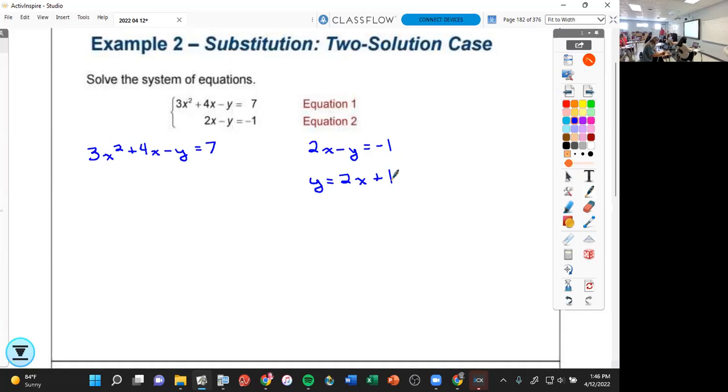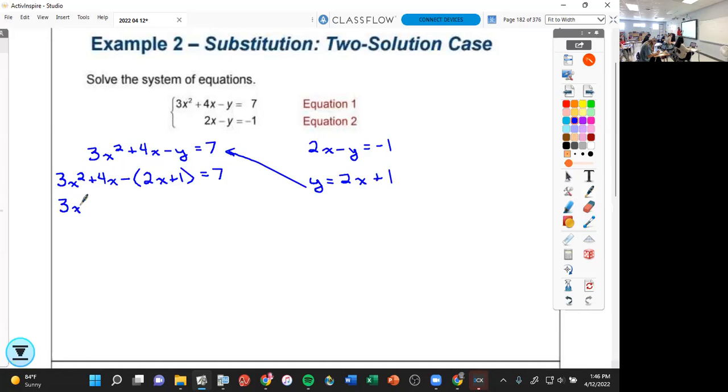Can I do anything else with that? Okay. So I know that y has the value of 2x plus 1. So I'm going to take that y value and plug it into the other equation, giving me 3x squared plus 4x minus, substituting that in for y. Do not forget parentheses. So my y value is (2x plus 1) equals 7. I will now distribute and combine like terms.